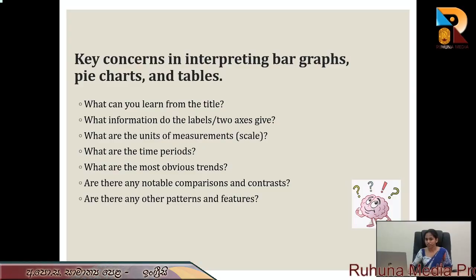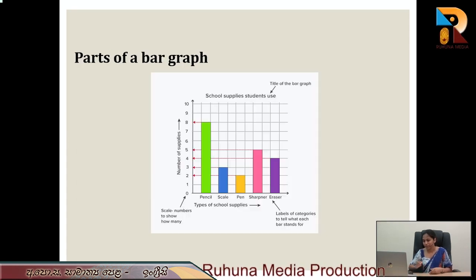Now, what is the highest numerical? What is the lowest numerical? Or if something is equal to another, what is it? And yeah, like that. And then you have to pay attention. You have to make comparisons and contrasts and identify if there are any patterns or special features to be noticed in the graph, chart, or table that you are interpreting. So these are the key concerns that you should take into consideration. Let's go ahead and see what else is there to learn.